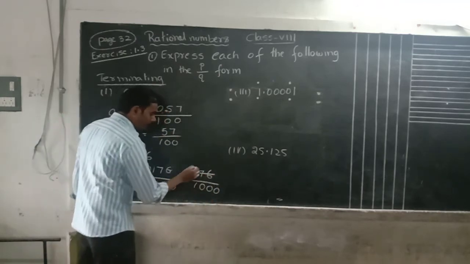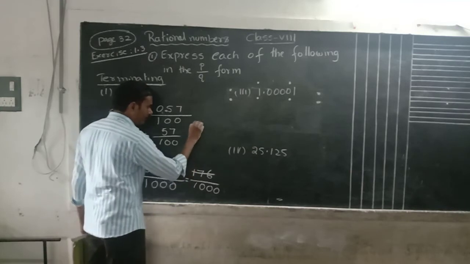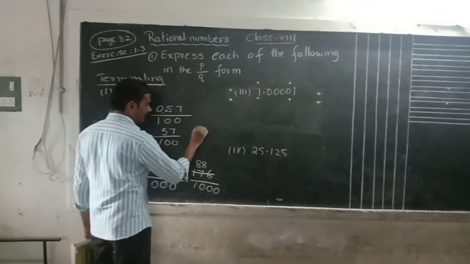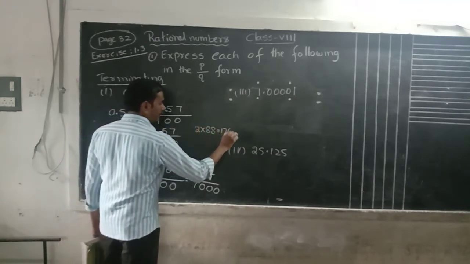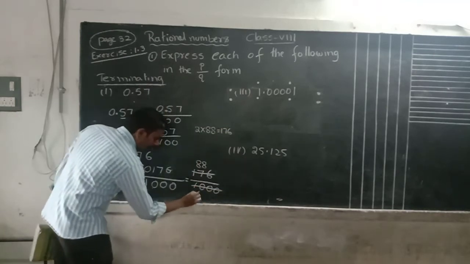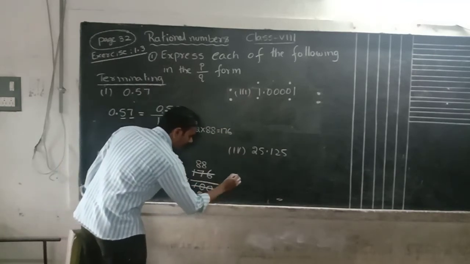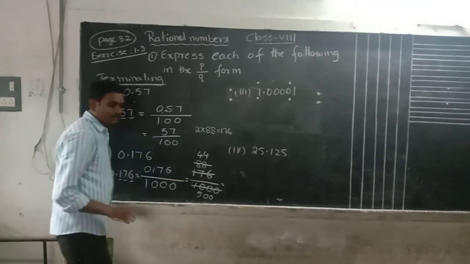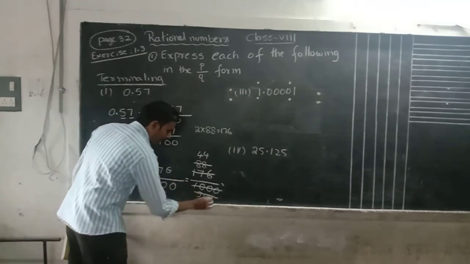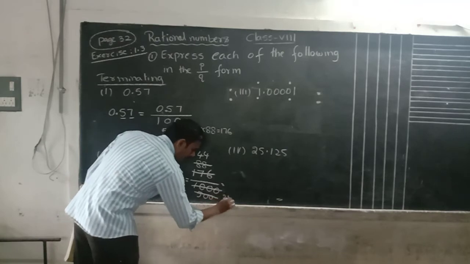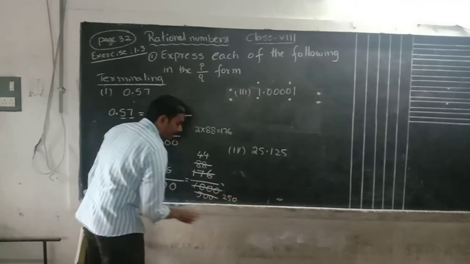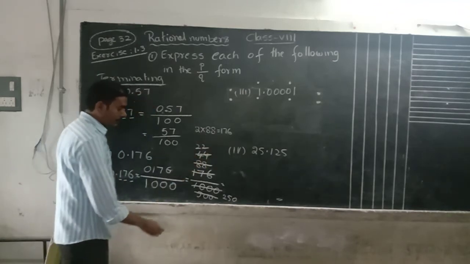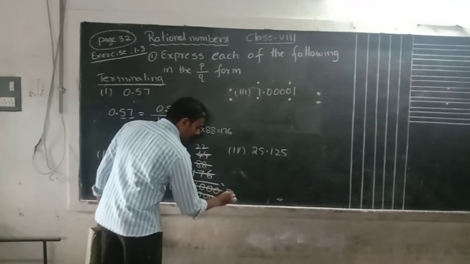Yes, cancellation is possible. The 2 table will cancel. 2 8s are 16, 2 8s are 16. Similarly, this one also cancels: 2 5s are 10, 2 zeros and 2 zeros. That means 88 by 500, again it will cancel with the 2 table. 2 44s are 88, 2 25s are 50, 2 22s are 44, again cancel. 2 1s, 2 2s, 2 5s.